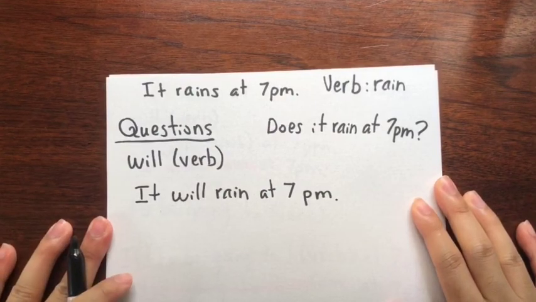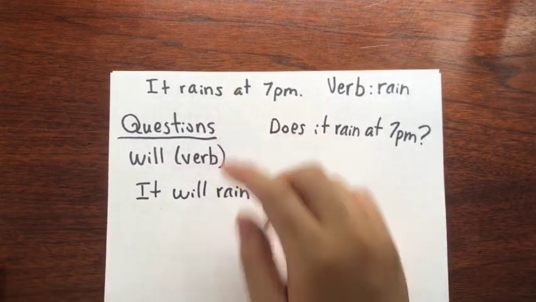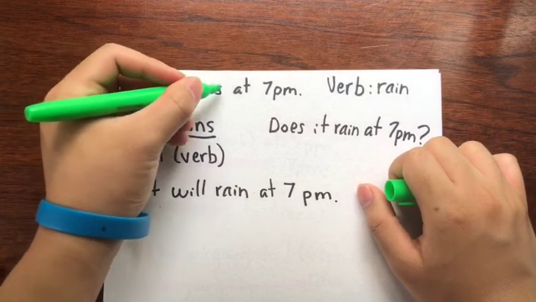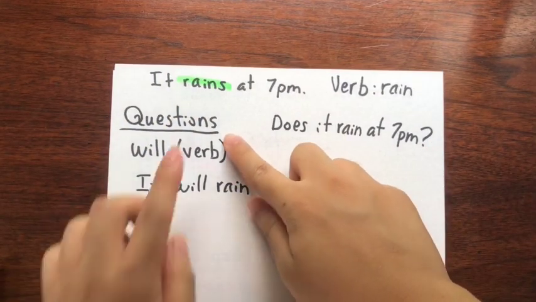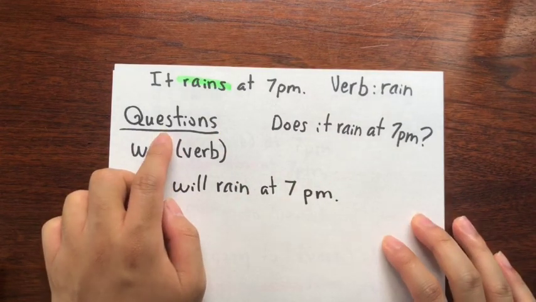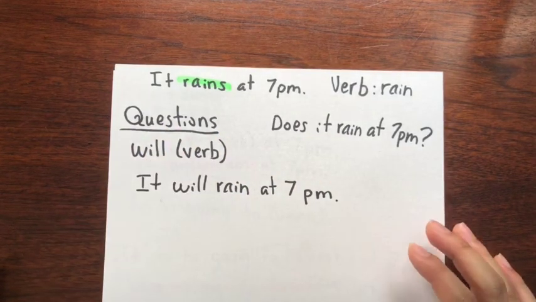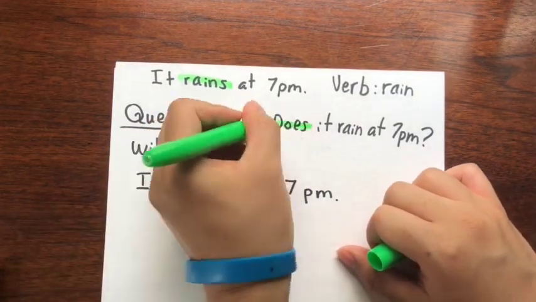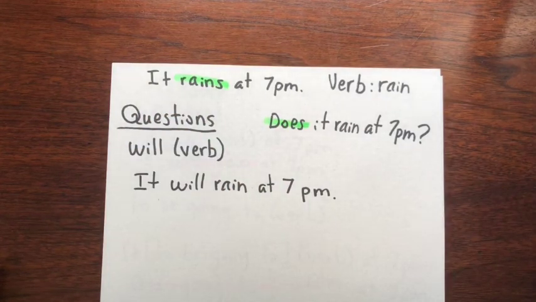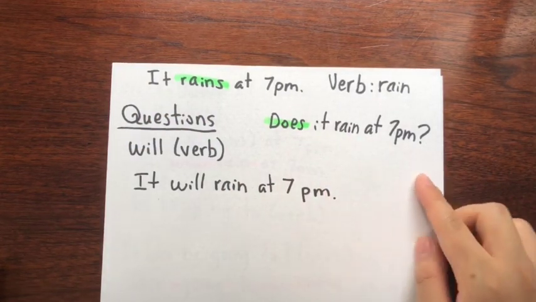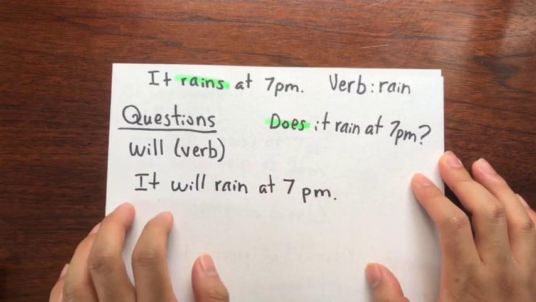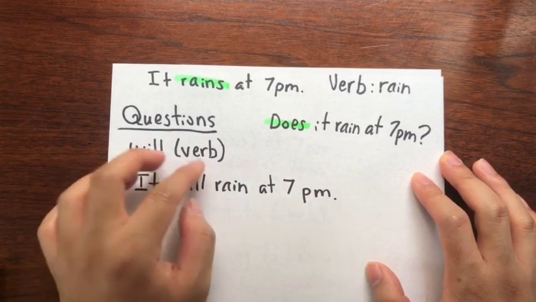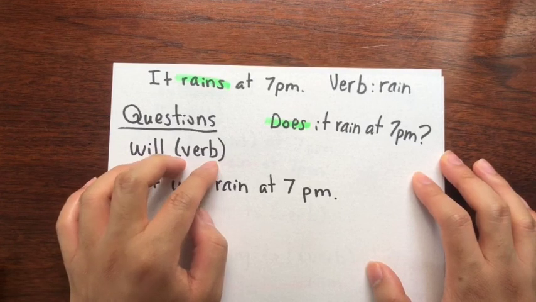Okay, now let's use the same sentence. It rains at 7 p.m. And now let's turn it into a question. So in the present, the question is, does it rain at 7 p.m.? Well, in the future, it's a little different. So let's start with will verb.